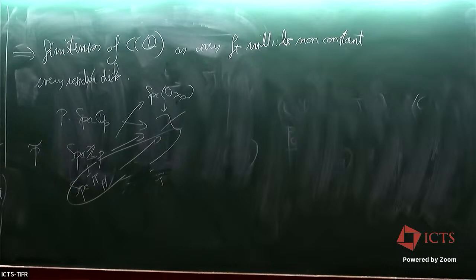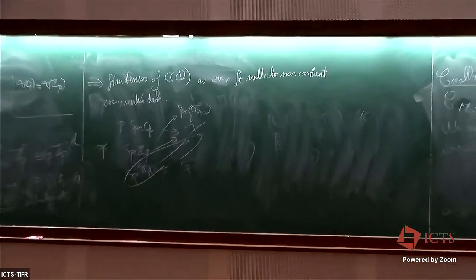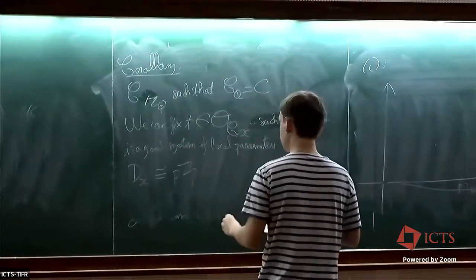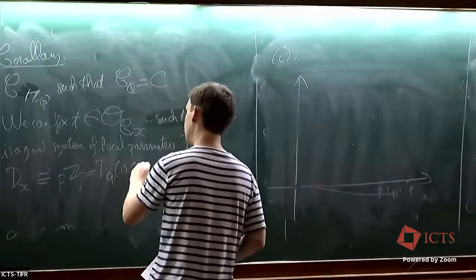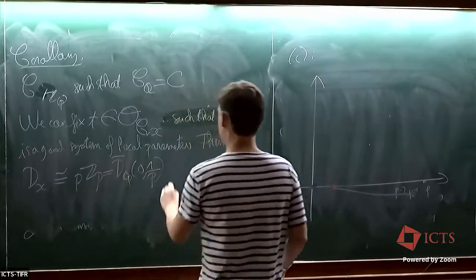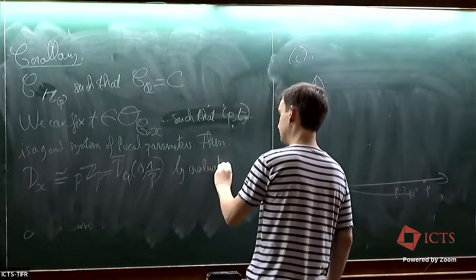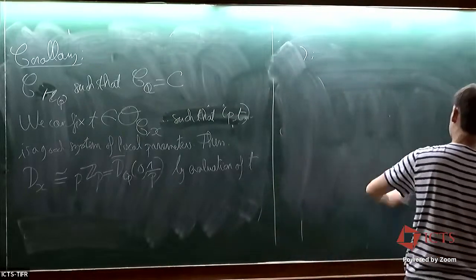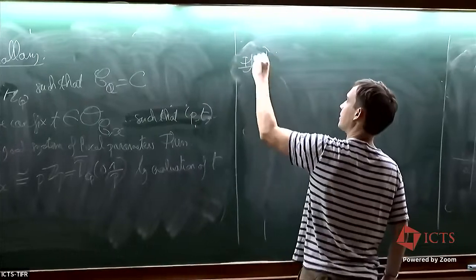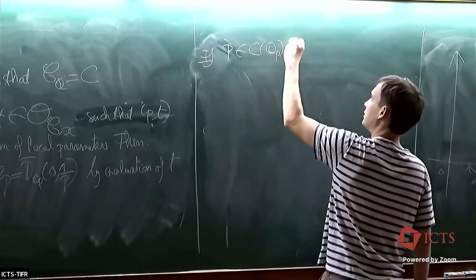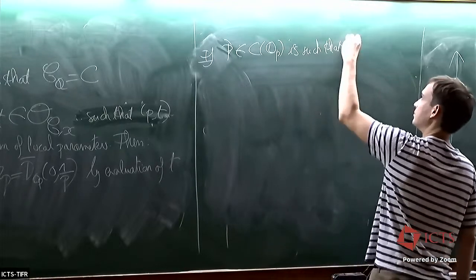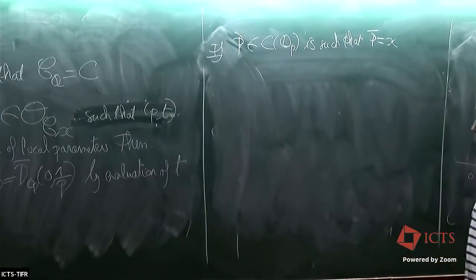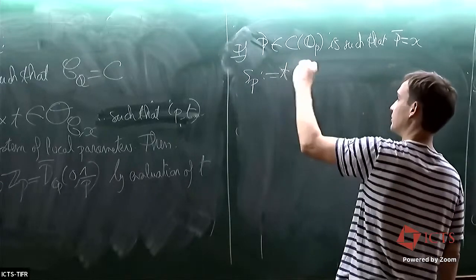And then what can we say? Well, the residue disk of X is isomorphic to the disk in Q_p of radius 1/p, by evaluation of T. And now, if I take a point P above X, if P in C(Q_p) is such that P bar is equal to X, in other words, it belongs to the residue disk, well, it can be that T(P) is non-zero, but it's not a problem. I just take S_P to be T minus T(P) here.